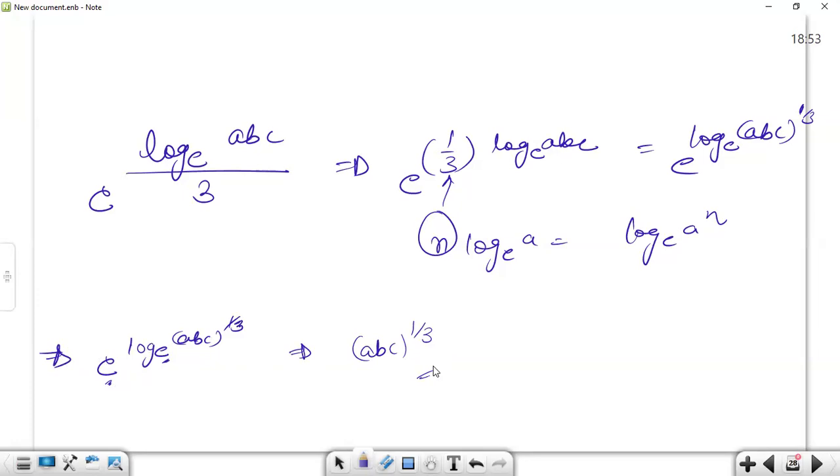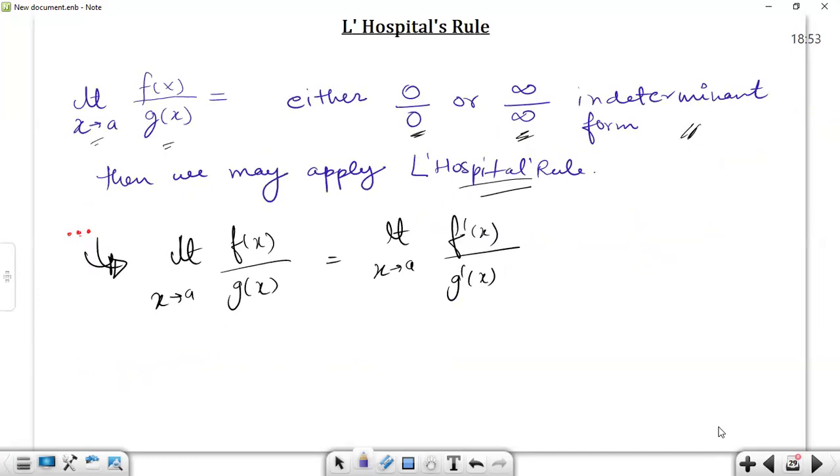Is that clear now? Yes, sir. Okay, good to know. Let's proceed further. This is L'Hospital rule. We have already discussed it. Please remember this. It's really important.